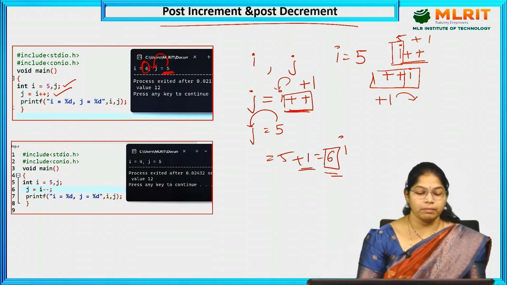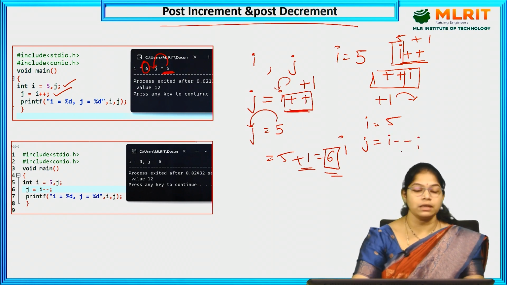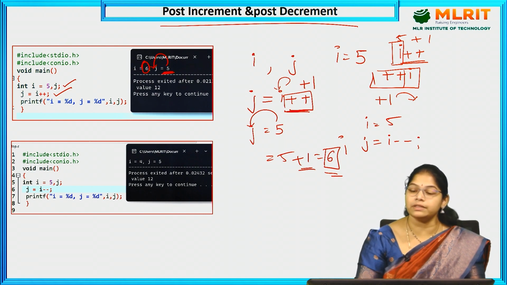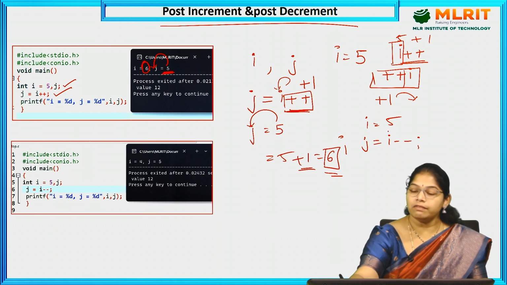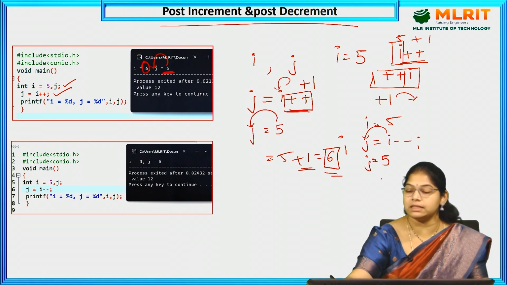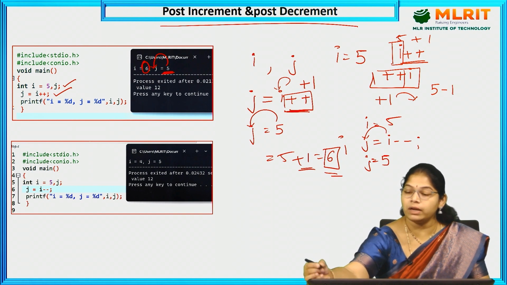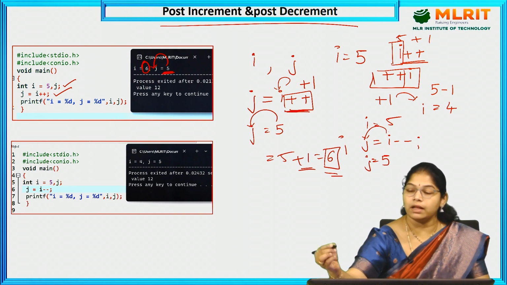Coming to post decrement, the same. Here I value is 5 and j has the given expression j equal to I minus minus, where minus minus is the post decrement. That means it subtracts 1 from the existing value. If it is a post decrement, first I value is assigned to the variable j. Now j becomes 5. After assigning, the decrement has to happen to the existing value. Here the existing value is 5, minus minus means we have to subtract 1. So here we got 4. So I value is 4.